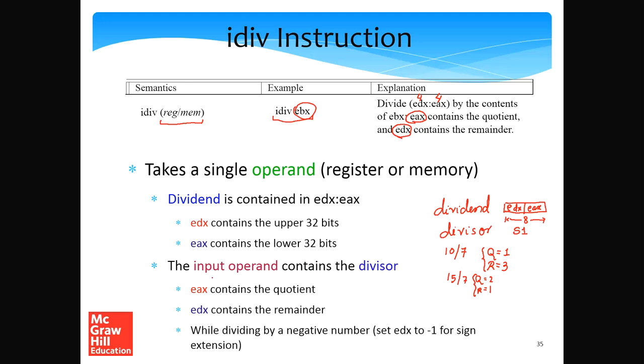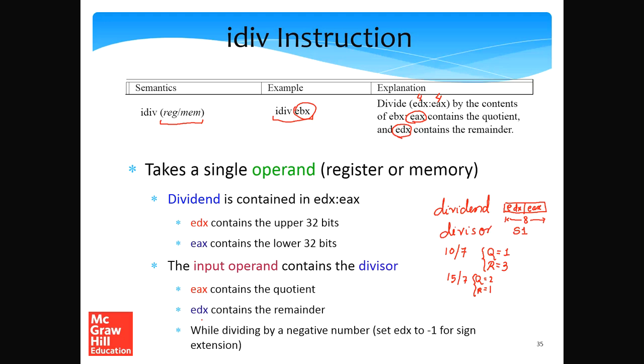Alright, so let me just summarize what's written here. The dividend is contained in EDX EAX. In a 32-bit instruction set, EDX contains the upper 32 bits, EAX contains the lower 32 bits. The input operand contains the divisor, which is basically either a register or a memory address. After the end of the division, EAX will contain the quotient, EDX will contain the remainder.